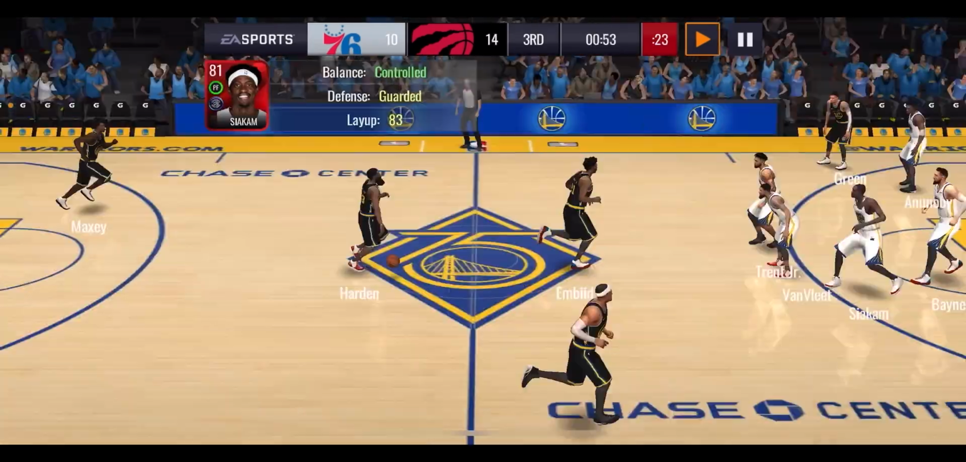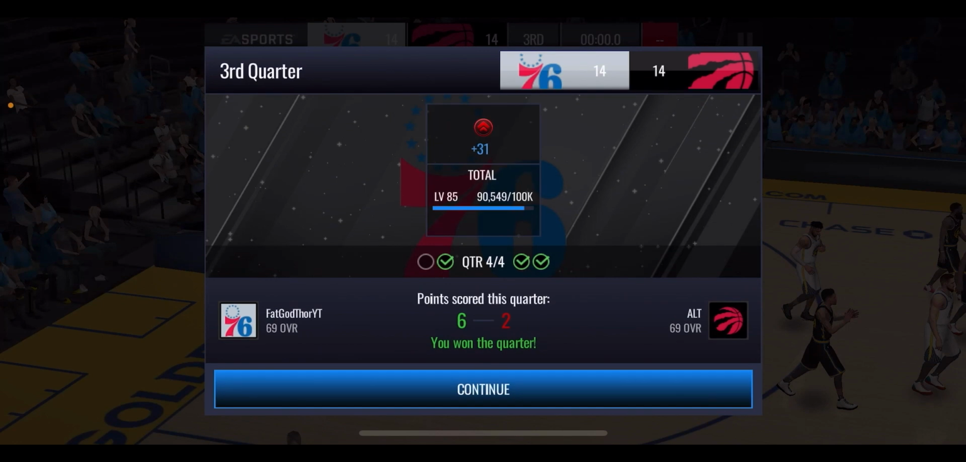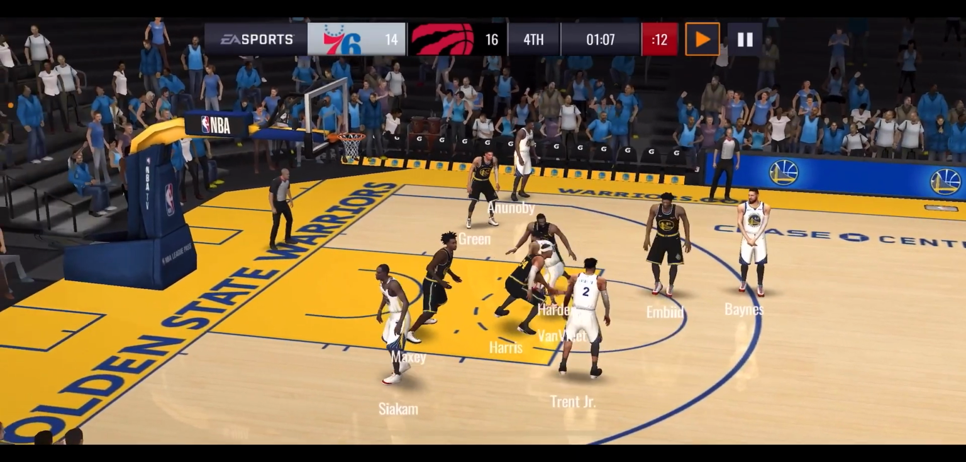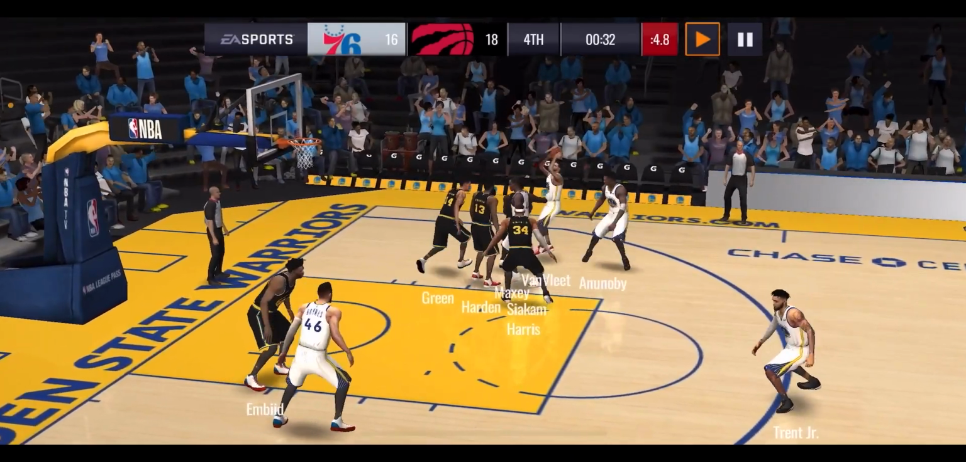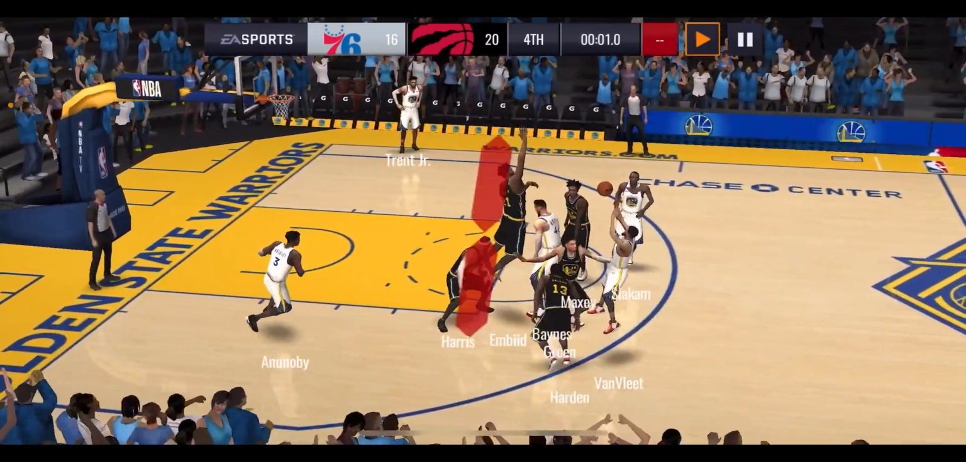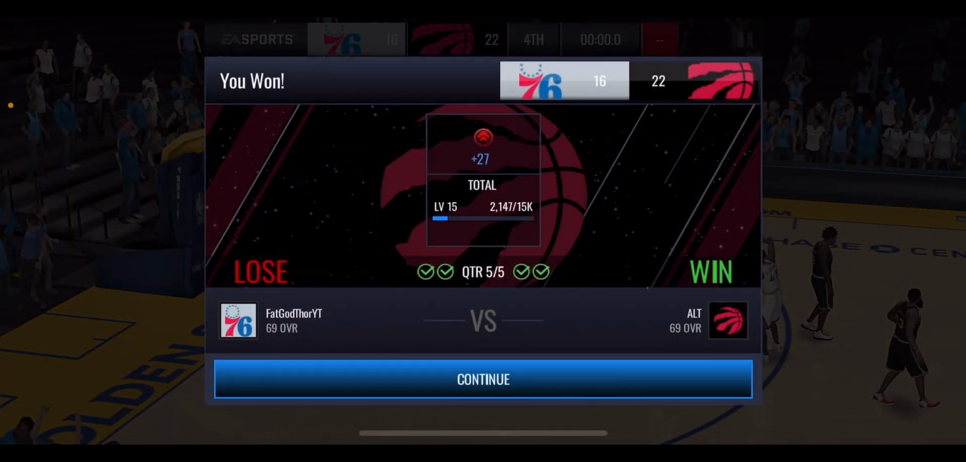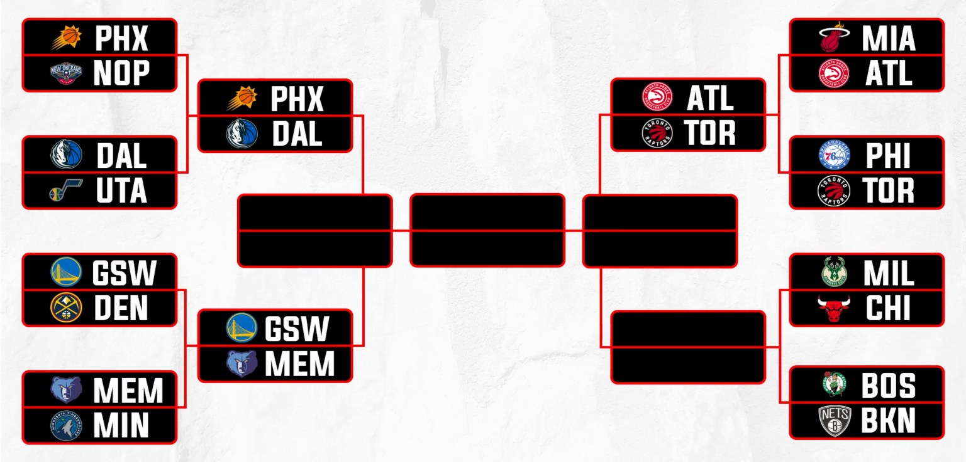The 76ers did try and make a little bit of a comeback, and it was all tied up at 14 points apiece at the end of the third quarter. And then in the last quarter, the Raptors just kept making buckets and buckets, and the 76ers had nothing to answer back with, and we ended off the game with a 22-16 win for the Raptors over here. They're going on to round 2. They're knocking out the 76ers in a massive upset.